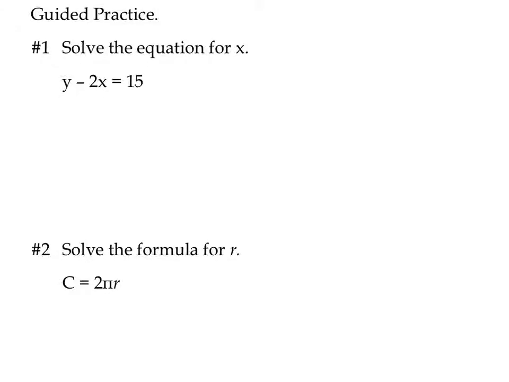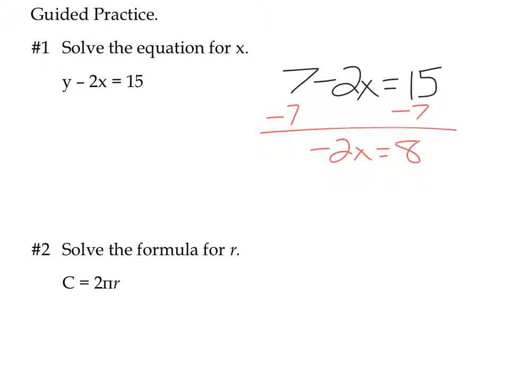Something that can be helpful here is to rewrite the equation with numbers in it. Let's say that we had the equation 7 minus 2x equals 15. How would we go about solving that? Well, we'd subtract the 7 on both sides, and we'd have minus 2x equals 8. And then we could divide both sides by negative 2, and we'd end up with x equals negative 4, a value answer.